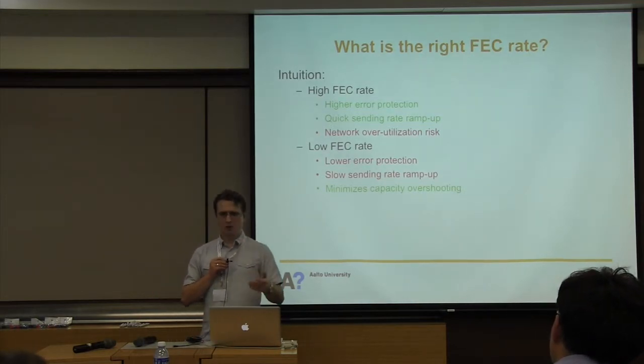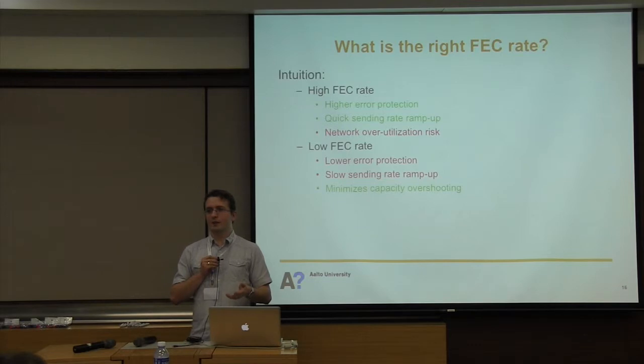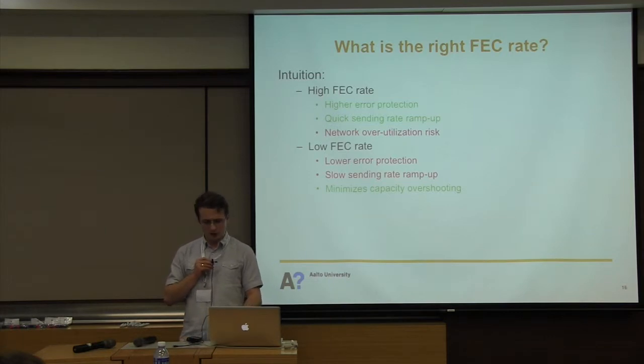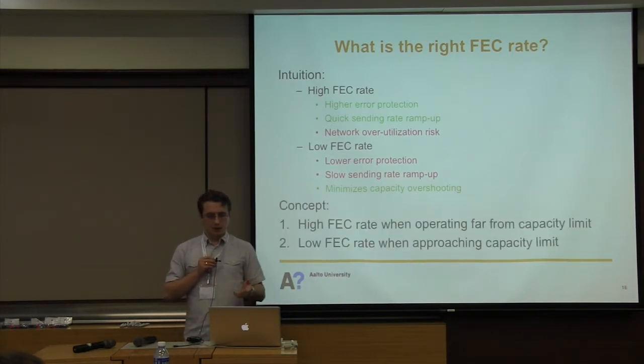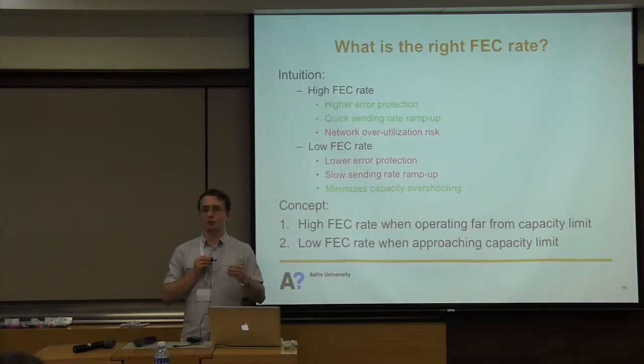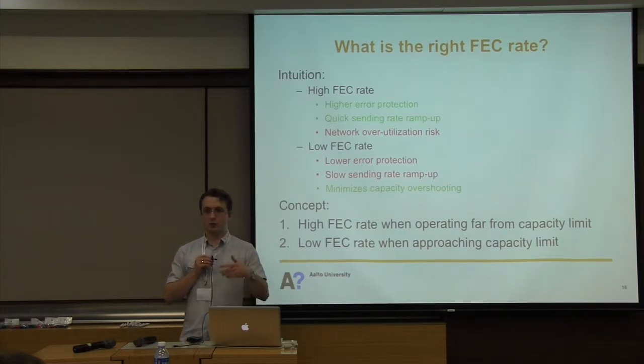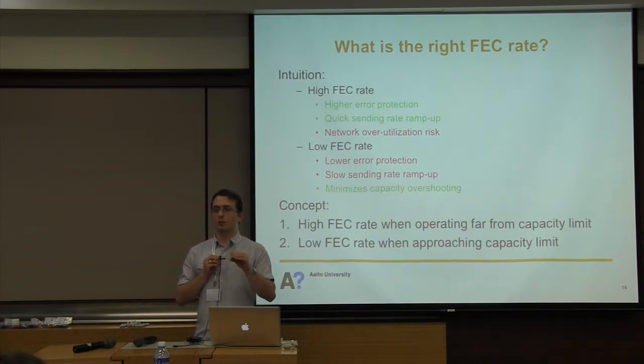On the other hand, when the FEC rate is low, then the error protection is also lower, and the sending rate increase will also be low. But the risk that we will overshoot the capacity is also significantly lower. So what is our concept? Our concept is that if we perceive that we are far from the limit of the available capacity, we should start with a high FEC rate. Whereas if we think that we are approaching the limit, we should enable just a very low FEC rate, so as not to overshoot.